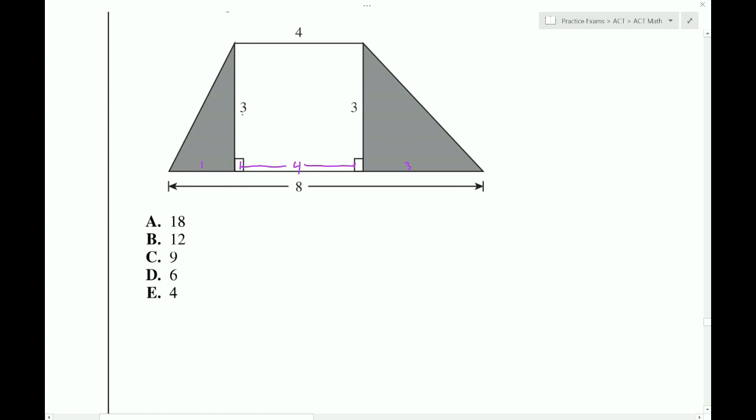So 1 times 3 is 3, divided by 2 is 3 halves. Right, because we're doing base times height over 2 to find the area of this triangle. So 3 times 1 over 2. And then similarly, we've got here 3 times 3 is 9 over 2. Right? We add those up, and they already have common denominators. So we get 12 over 2, which equals 6.